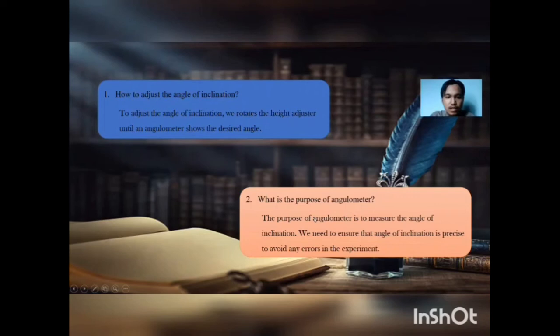The second question, what is the purpose of angulometer? The purpose of angulometer is to measure the angle of inclination. From our experiments, we need to ensure that the angle of inclination is precise, which we want to avoid any errors that happen.